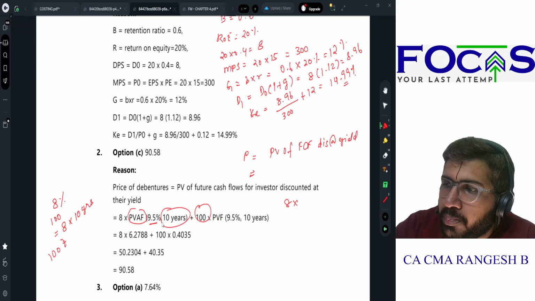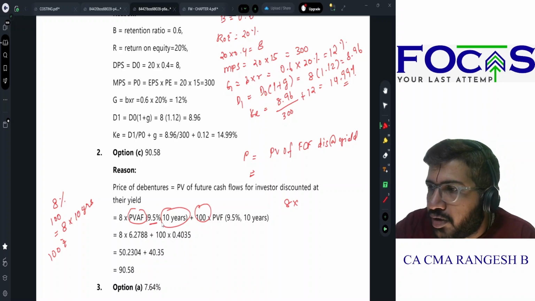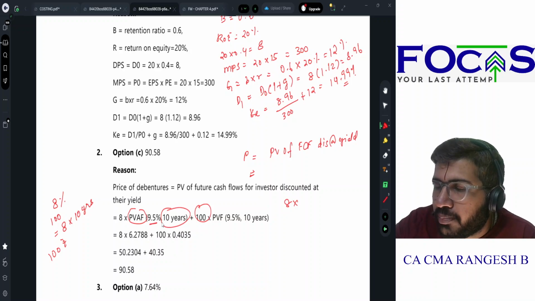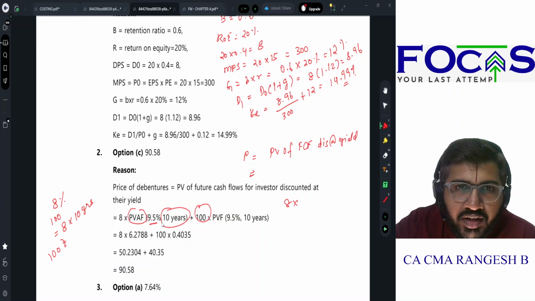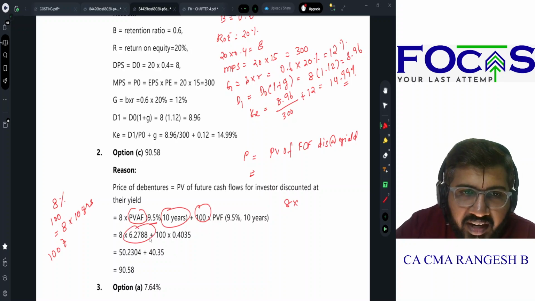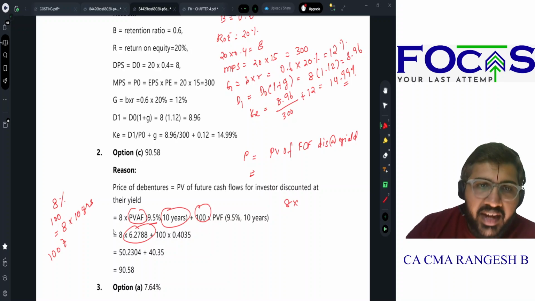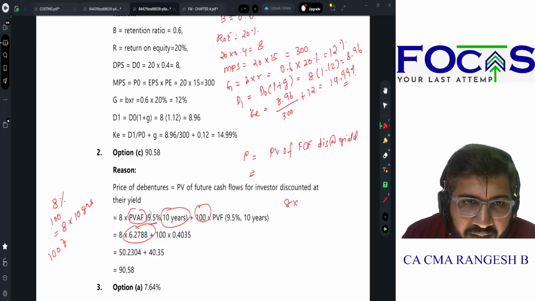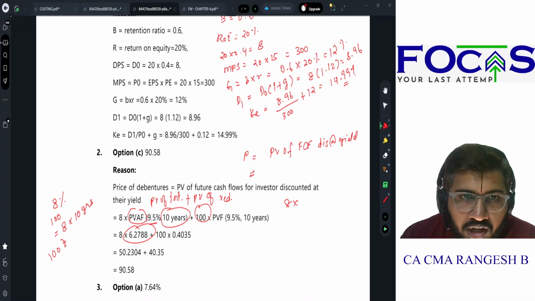1 divided by 1.095, and so on for 5 years, 6 years, 7 years, 8 years, 9 years, 10 years. So my total is 6.2788. So 8 into 6.2788 will be the present value of interest, plus the present value of redemption will give me my value of debenture.